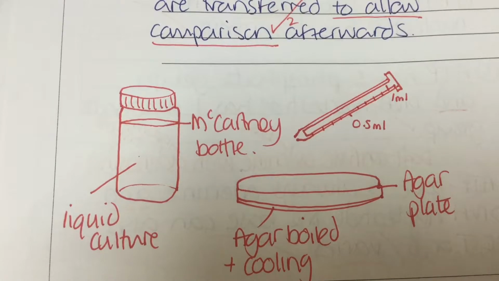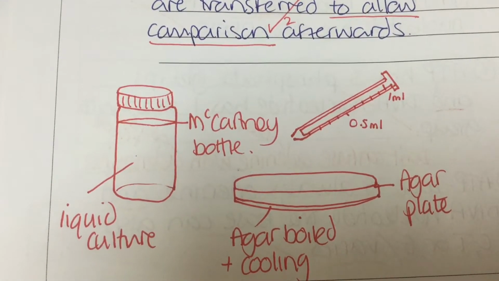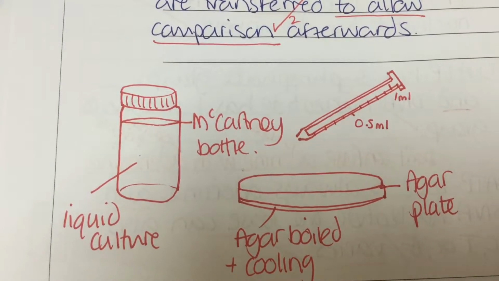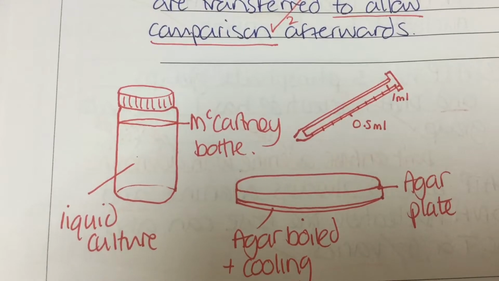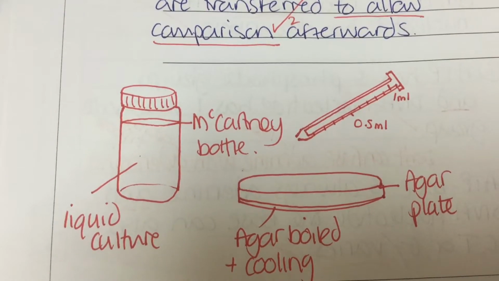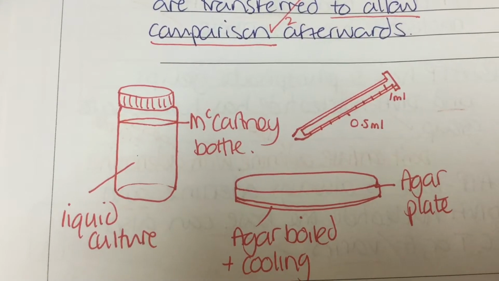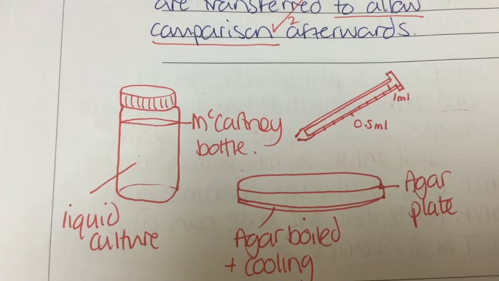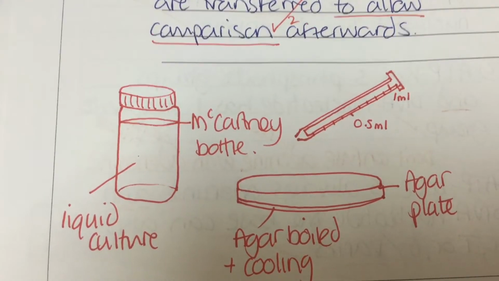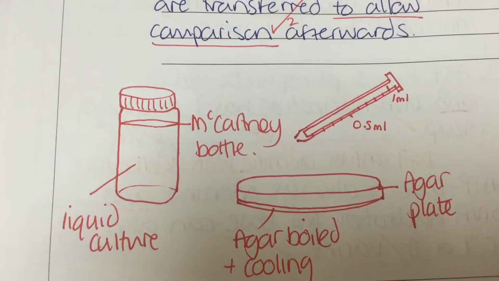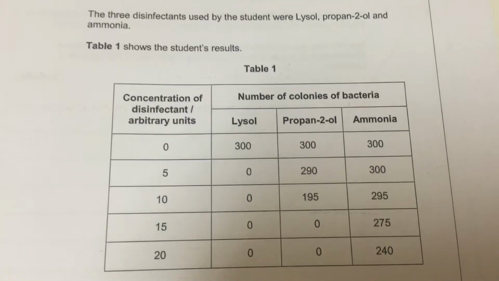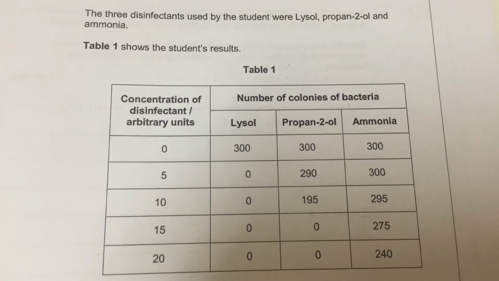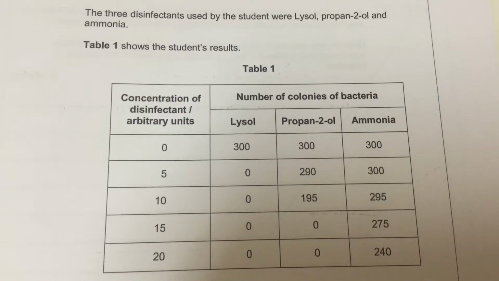You would make up the liquid culture when you want to grow a certain concentration of bacteria. You would use the recipe that would be given to you, and it would just be a case of adding the correct nutrients and ions and minerals and inoculating it with a small amount of bacteria, and then you would leave it in a McCartney bottle to grow. The liquid culture may appear cloudy, and again that's because it's got ions and minerals dissolved in there, but also if the concentration of bacteria has got really high, it may just appear cloudy due to that. So in answer to the question of why did we transfer the same volume of liquid culture onto each agar plate, it's so that the same number of bacteria are transferred to allow comparisons afterwards.